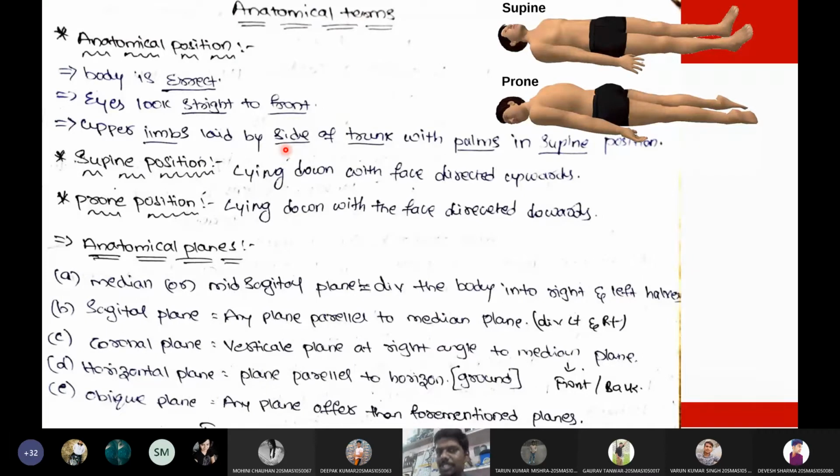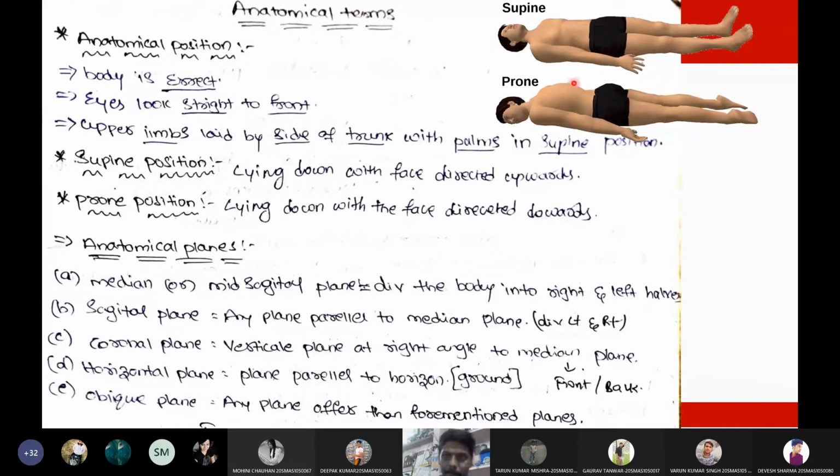Okay, the center portion is called the trunk, with palms in supine position. Palms in supine position means palms looking forward like this. Such a position is called supine position. I will show you what is supine position and the prone position. Supine means lying like this, students.